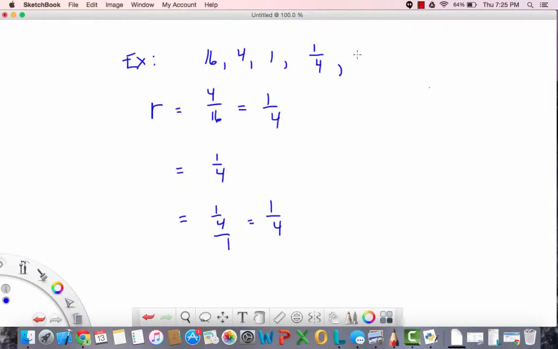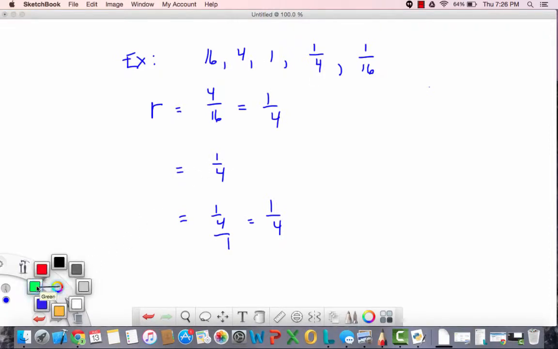So the fifth term is 1/4 times 1/4, or 1/16. So that's an important distinction. You find the common ratio by taking a term and dividing it by the previous term. But if you're starting at the left and moving right, you multiply by R. So 16 times 1/4 is 4. 4 times 1/4 is 1, etc.